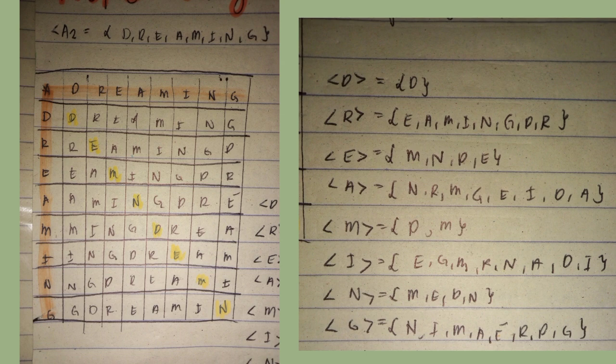So our generator here is R, A, I, G. This is our generator because it generates all the elements. And since it is abelian and has a generator, therefore this subgroup is a cyclic subgroup.